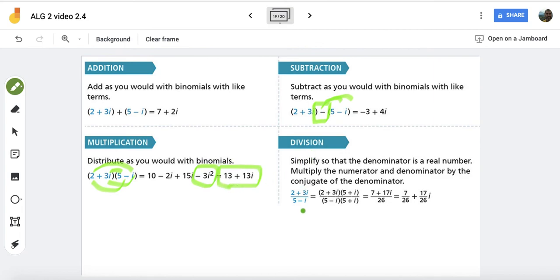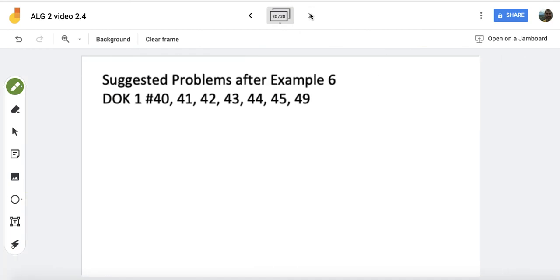And the trick on division was multiplying by the complex conjugate. So for this example, we have 5 minus i, so we would multiply the numerator and the denominator by 5 plus i. And it all got squared away. That's a quick summary of the section.